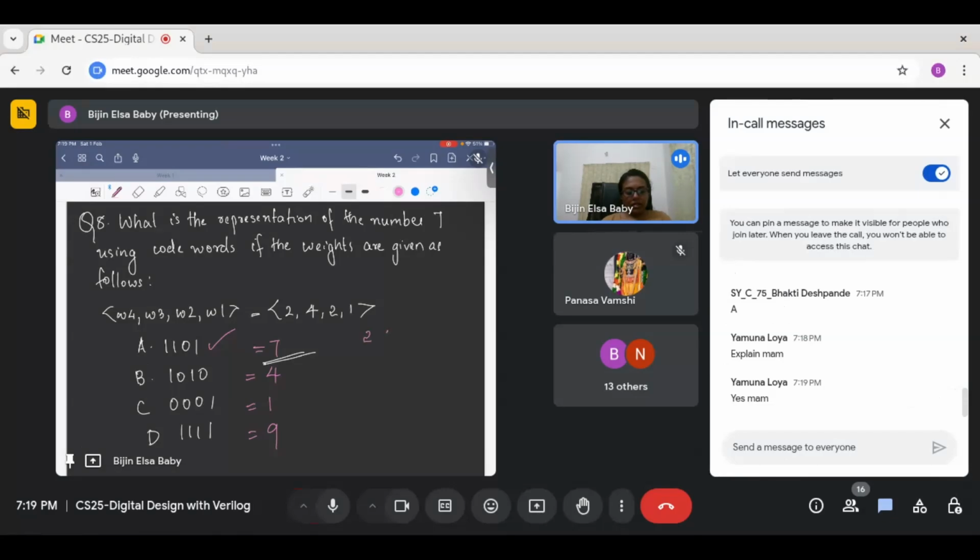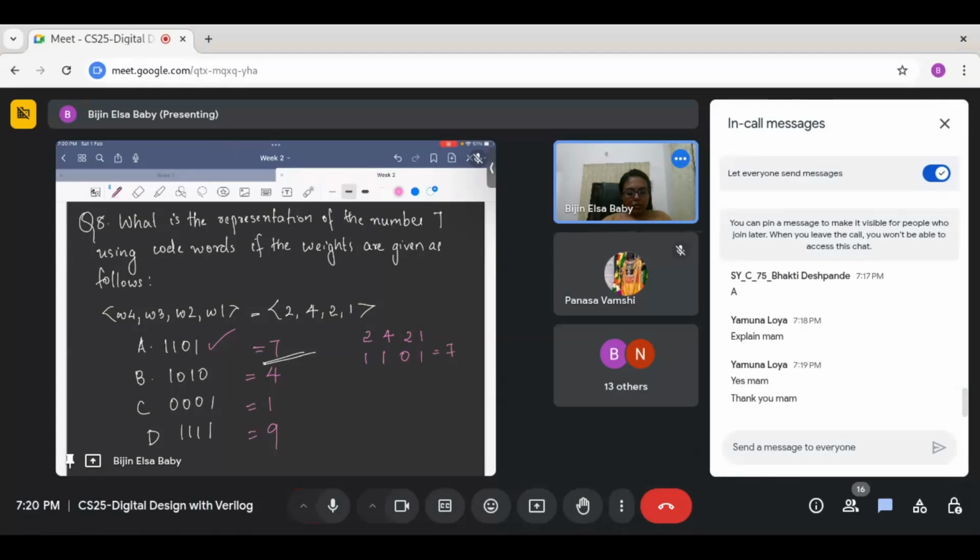So here the weights are 2, 4, 2, 1. And what is the representation of number 7? We are putting 1 here, then it will be 2. 2 plus, we are putting 1 here, 2 plus 4, 6. Now 1 is also needed. You can put here 1, 0. 2 plus 4 plus 1, that will be equal to 7.